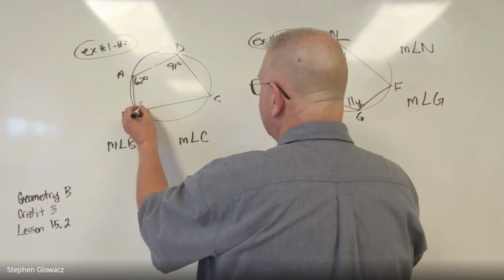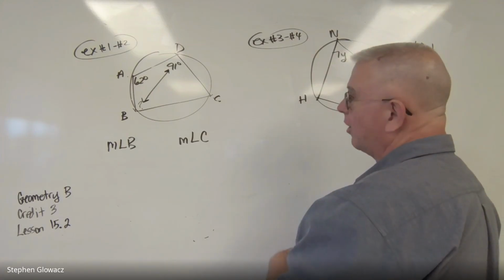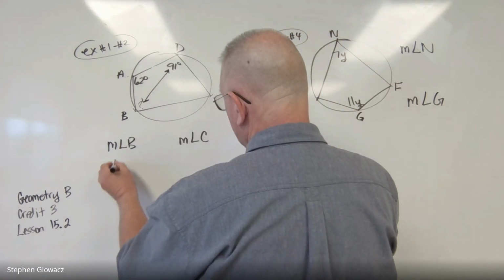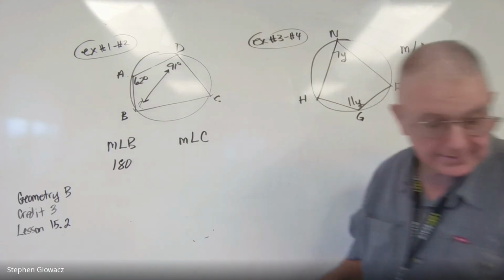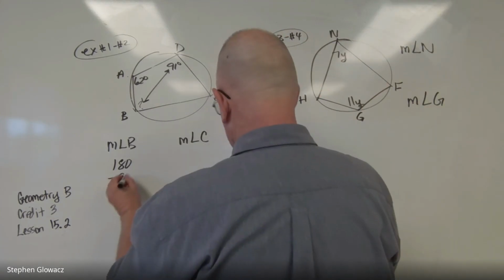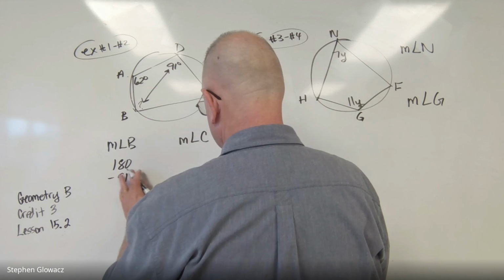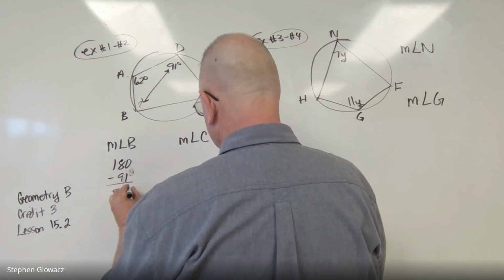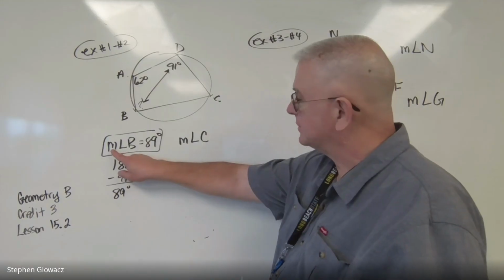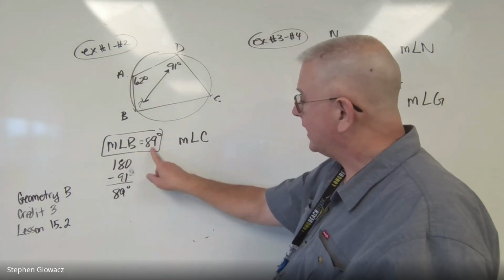Angle B is opposite angle D, and so angles B and D are supplementary. They add to 180 degrees. So to find the measure of angle B, we're just going to go 180 minus 91, and we get 89 degrees. So the measure of angle B would be 89 degrees. And of course, remember our symbols, the little m stands for measure, and that's the angle symbol, angle B. So measure of angle B, 89 degrees.